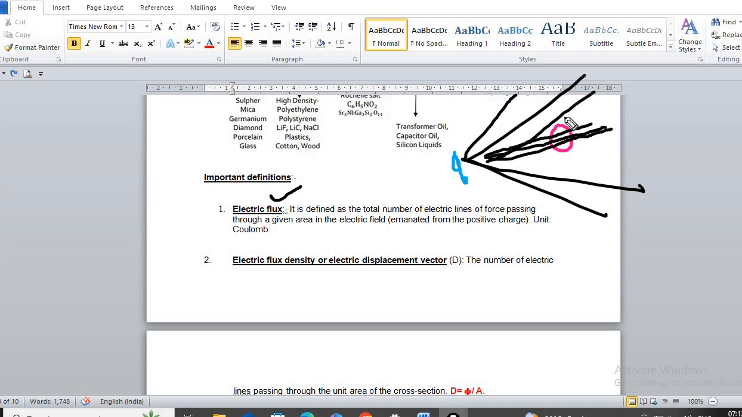If you are able to calculate the flux, and you multiply it by the volume or the cross-sectional area, you will get the total number of field lines inside the system. So this is the importance of electric flux. Get the flux for a unit cross-sectional area, multiply it with the total volume or the total surface, and you will get an idea about the total amount of charge.